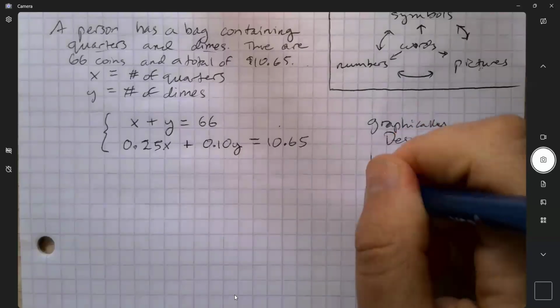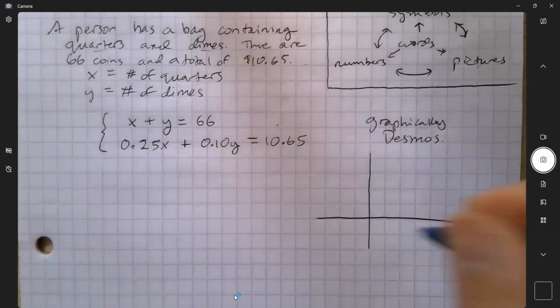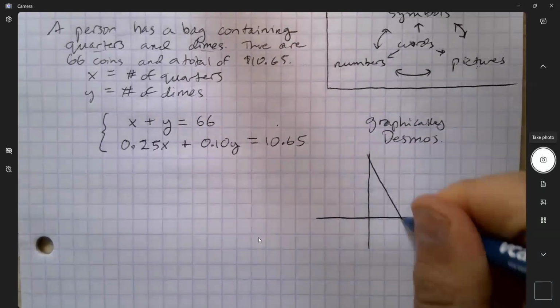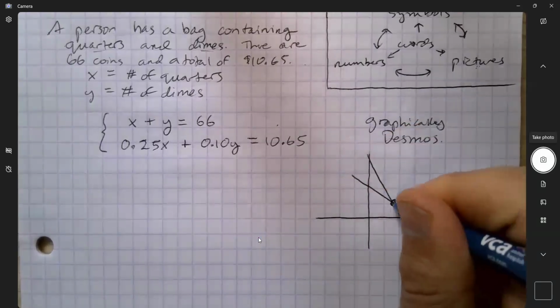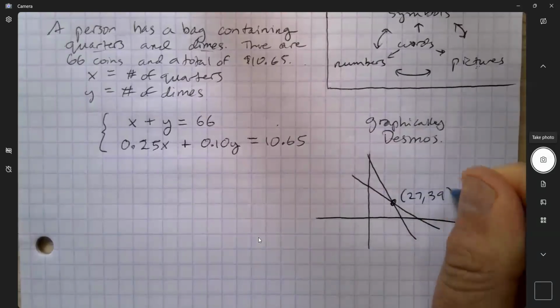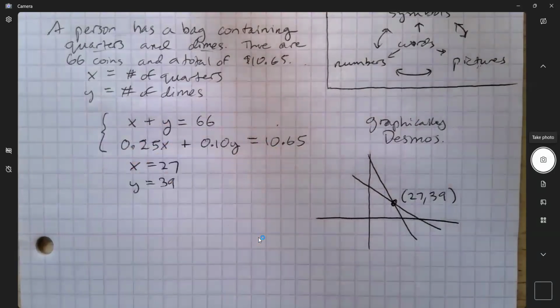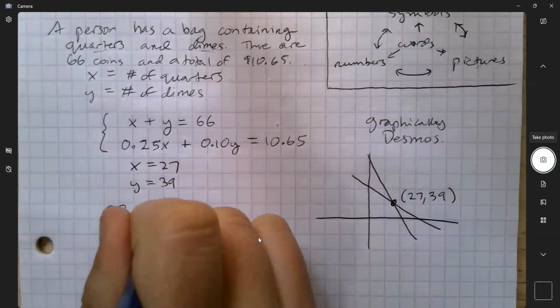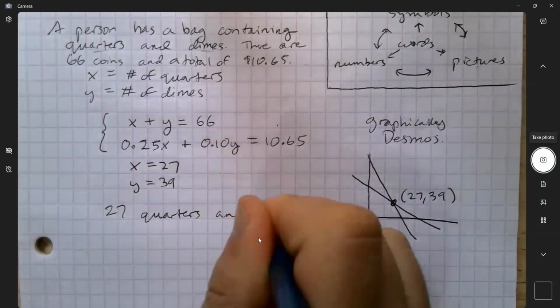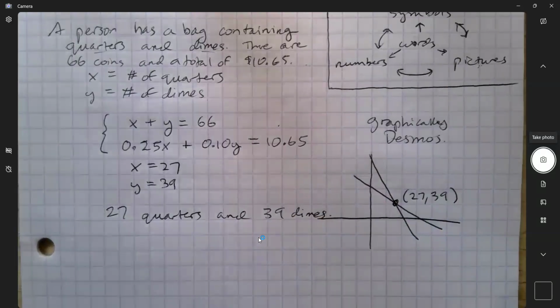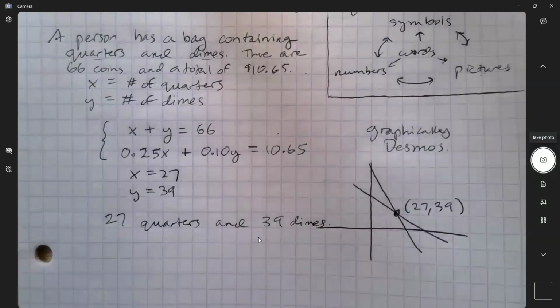So just drawing a sketch of what we had: one line that came down like this and one line that came down like that. And that point right there was 27 comma 39, which means x equals 27 and y equals 39. So there are 27 quarters and 39 dimes. And if you ask me, that's a pretty fast and easy way to solve this question. Graphical methods are great for solving systems of two equations and two unknowns.